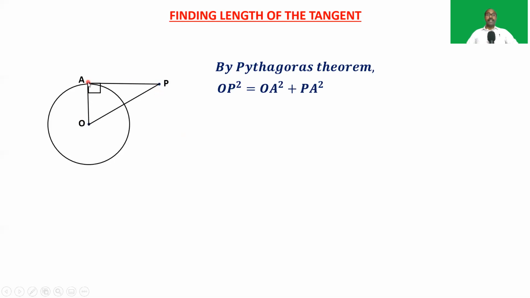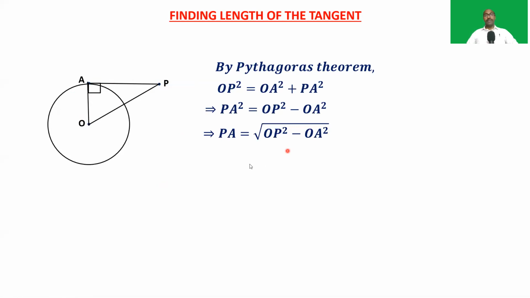Here PA is called the length of the tangent drawn from P to the circle. So now we have to determine the value of PA. So from this we can write PA square is equal to OP square minus OA square. So that PA is equal to under root OP square minus OA square. So in this way, we can find the length of the tangent drawn from an external point to the circle.